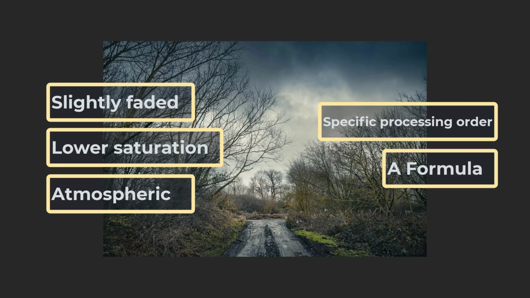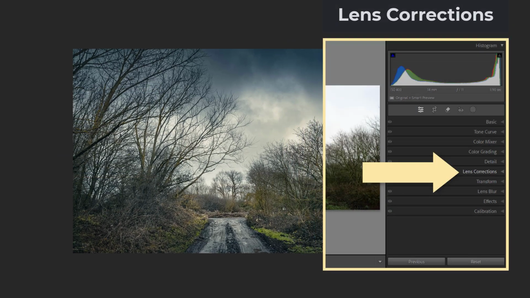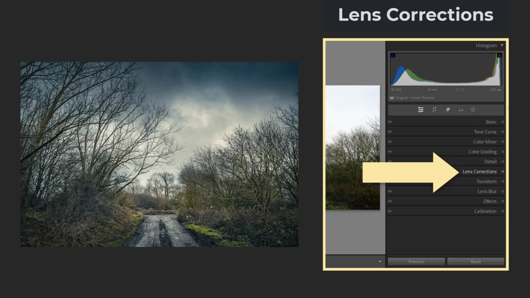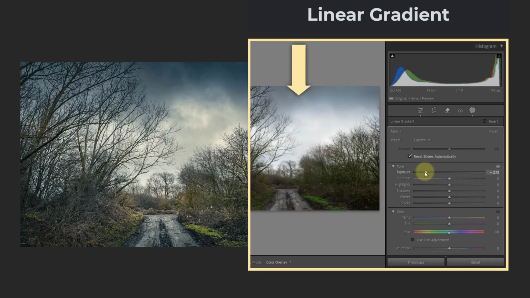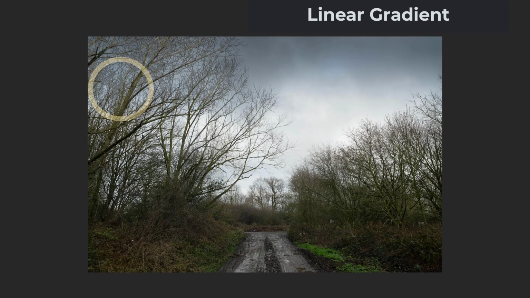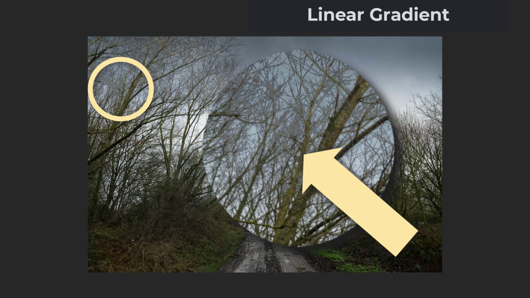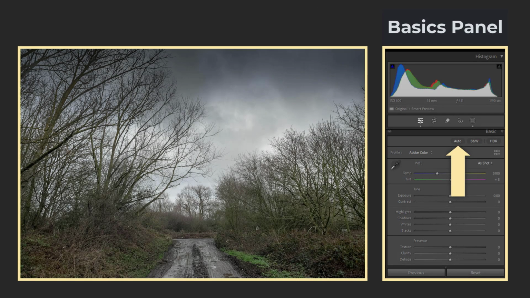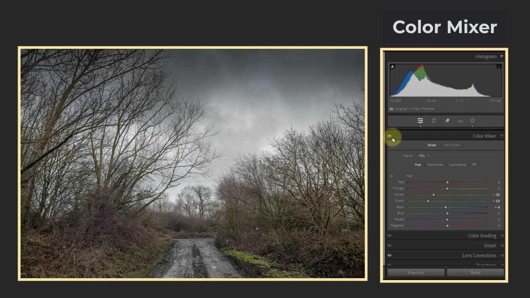a kind of formula if you like, which starts with the lens corrections panel. And on this particular image, a linear gradient to darken that sky, and I'll show you how to very simply but effectively get rid of those annoying artifacts when creating intricate selections. Then the basics panel, and I do something here that you won't be expecting. And the colour mixer, more specifically the old HSL sliders, and why I don't use the new point colour functionality that everyone was talking about when Adobe released it not so long ago.